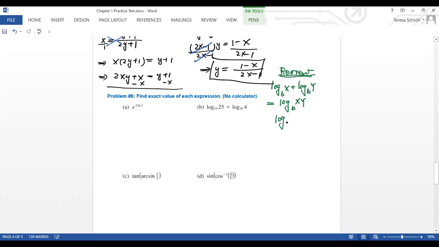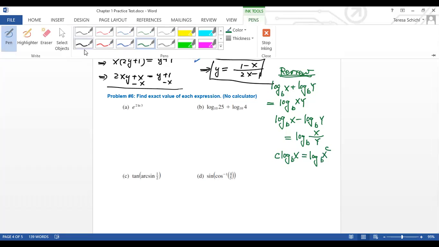And if you have the same base, log base b of x minus log base b of y, what does this become? This becomes log base b of x over y, right? Very good. And then we also said for log base b of x, if you have some constant c in the front, what can you do? You'll be able to bring that up, so you can put it as x to the c here, right? Also, we know the log function and the exponential function, they are what?